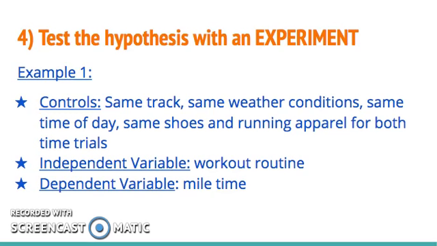Because remember, I'm comparing before I do the new workout routine with after the new workout routine. So remember, the independent variable is what the scientist is changing in the experiment, and that's the workout routine. I'm changing the workout routine to see how it affects my mile time. So the dependent variable, what's dependent on the workout routine, is my mile time. So the dependent variable is the mile time.